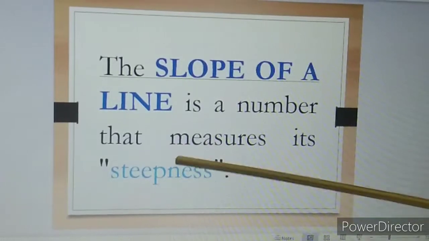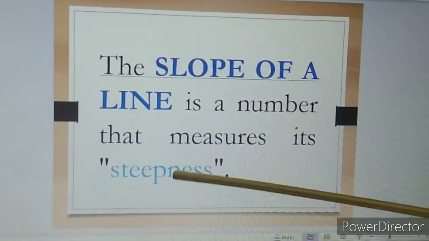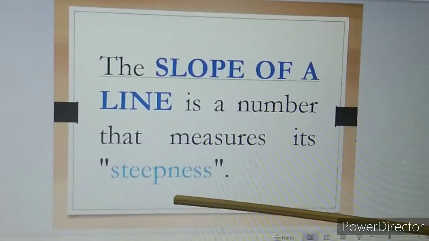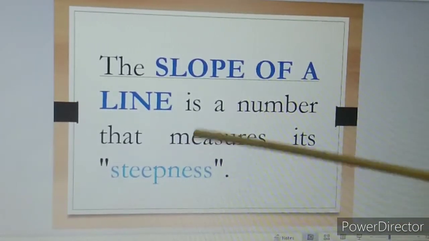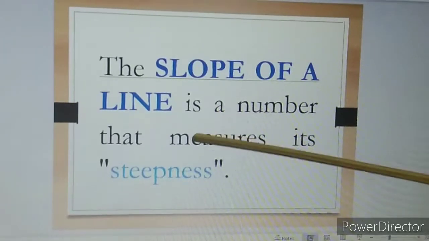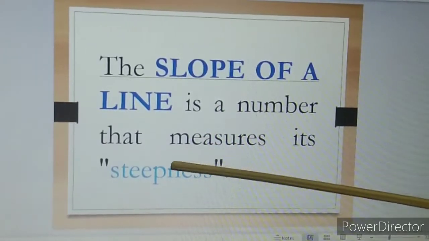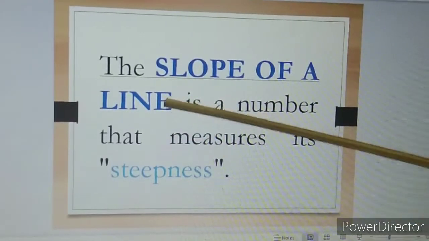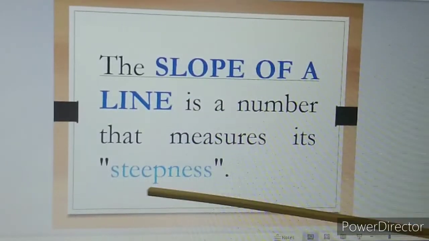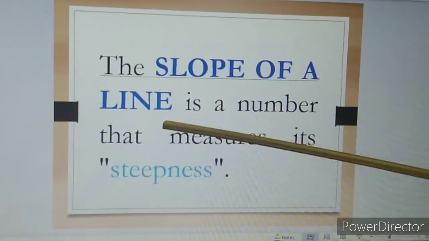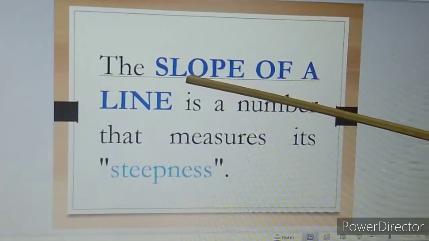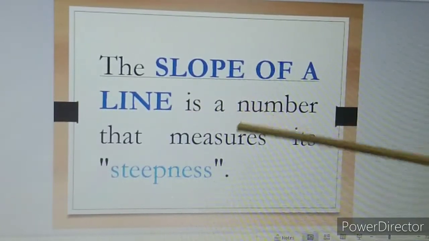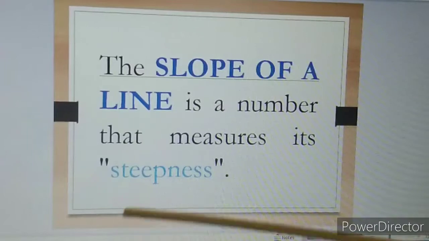A linear equation in two variables can be graphed in our Cartesian coordinate system. And the graph of the linear equation in two variables is a straight line. The measure of how steep the line is is called the slope of the line. The slope of the line is defined as a number that measures its steepness.